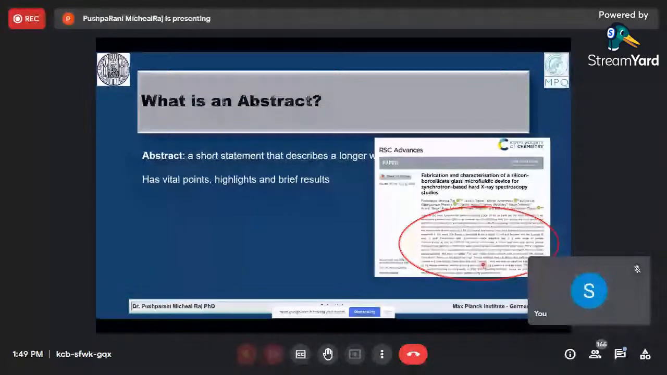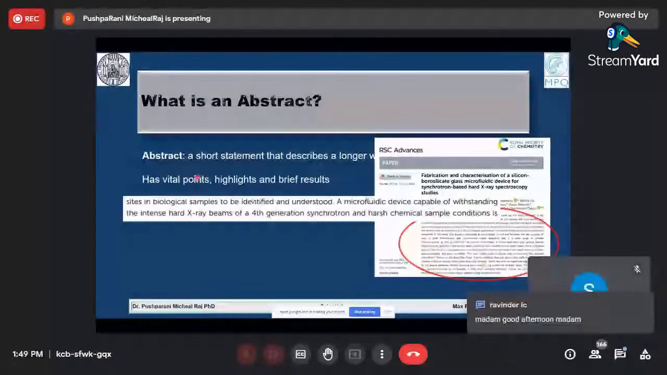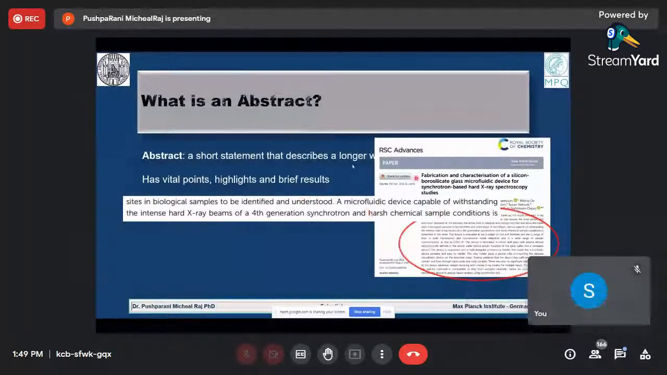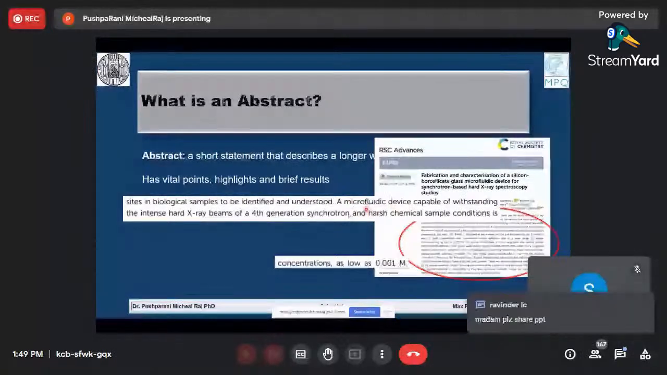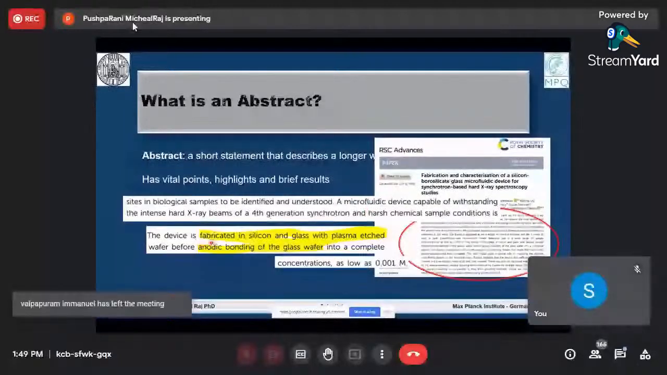So I have taken some screenshots of my abstract. What I've said here is the microfluidic device. For example, this might be irrelevant for some people here, but I'm just telling them this is the vital point, a microfluidic device. And I have done some experiments with concentrations as low as this. So this is a key point. And the other point is how the device is fabricated. So I just highlight here that this device is fabricated in this form.